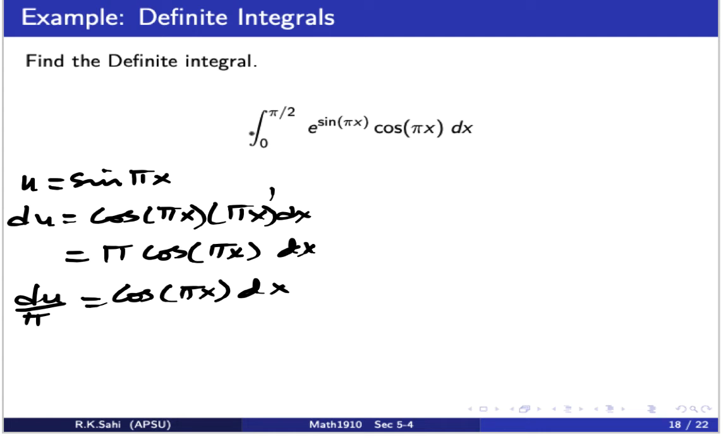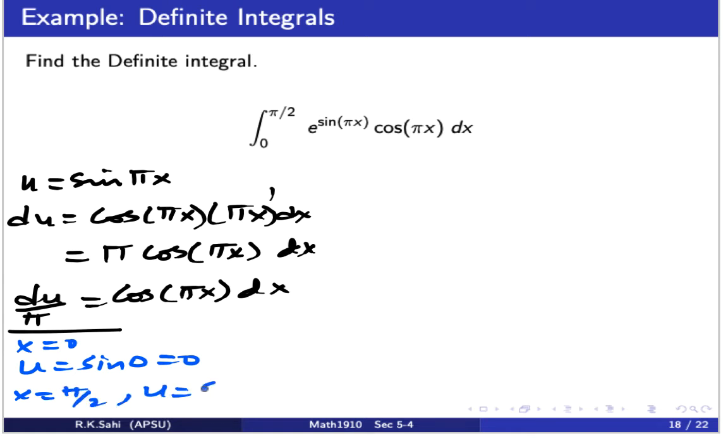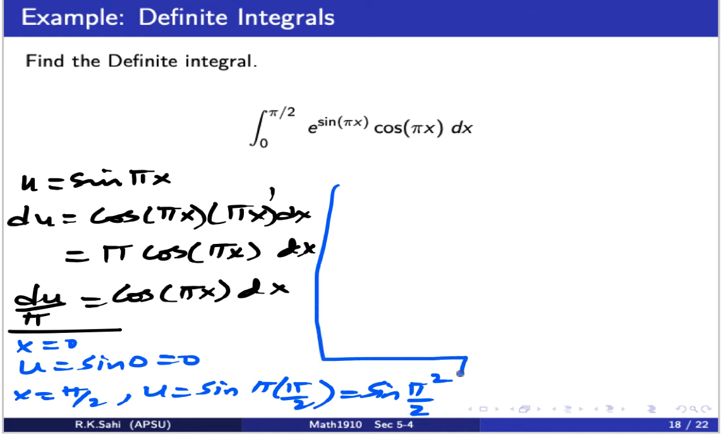Now we've got to do the math here for the limits. When my x is 0, u is what? Sine of 0, which is 0, because pi times 0 is 0. When x is pi halves, what is u? Sine of pi times pi half, which is sine of pi square over 2. Okay, you can't do anything. The sine of pi square over 2, guys, is going to be just a number.